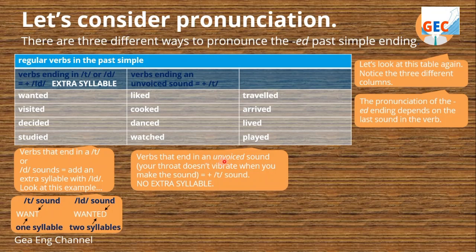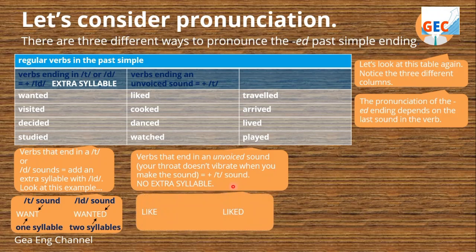Now verbs that end in an unvoiced sound, your throat doesn't vibrate when you make the sound, get a T sound, no extra syllable. For example, like. So it's a K sound, unvoiced, like, and it's a T sound, one syllable, liked, liked.